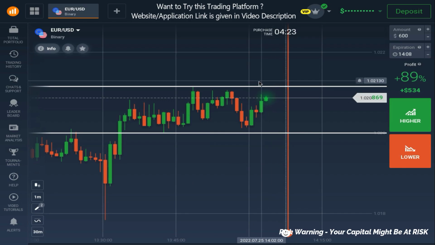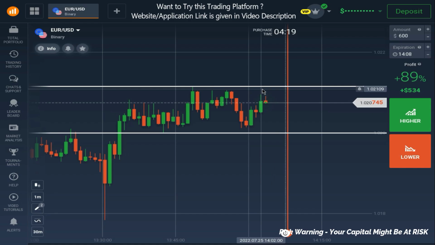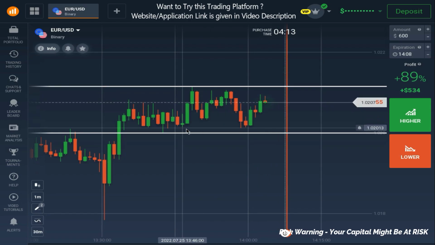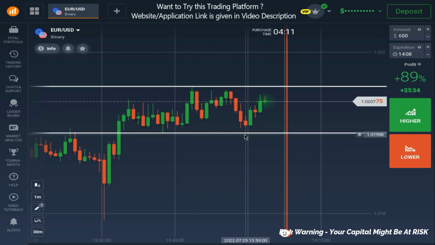If you are expecting a reversal from here, I will advise you not to take a reversal trade, because it might be the case that the market will break it in the upward direction. So you have to wait for a clear breakout in such a situation, and we are going to do the same.